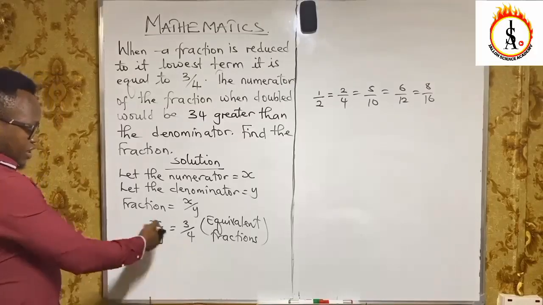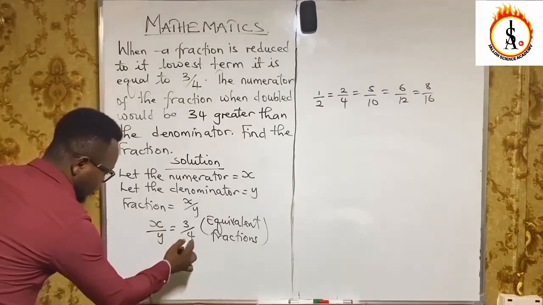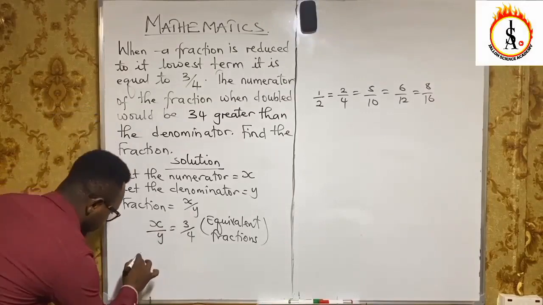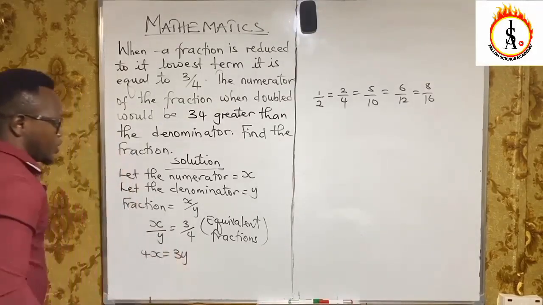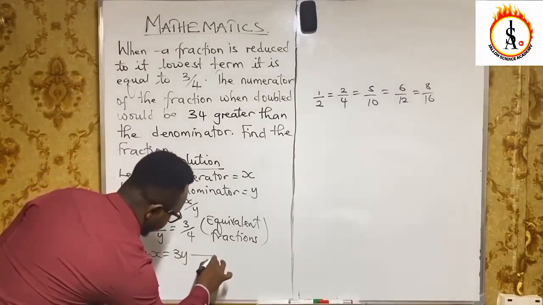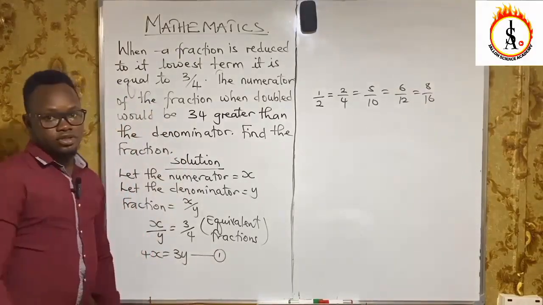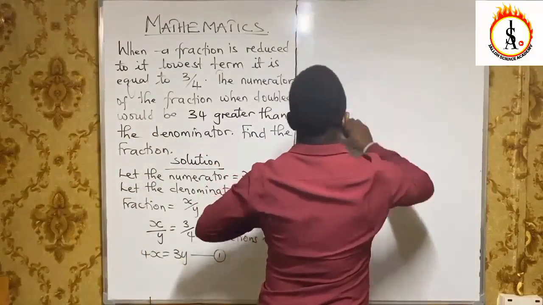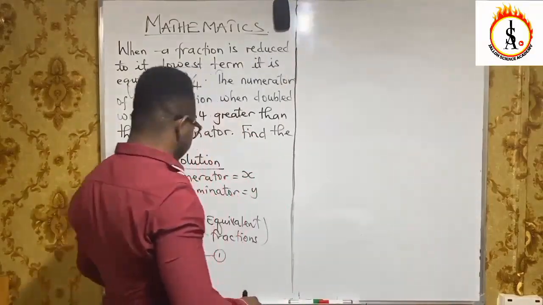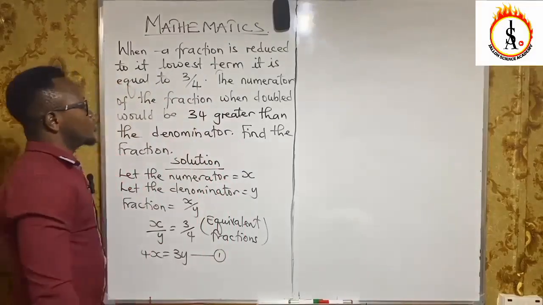So in this case, we can cross multiply. This denominator multiplies this, and this multiplies this. So we get 4x is equal to 3y. So let this be our first equation.